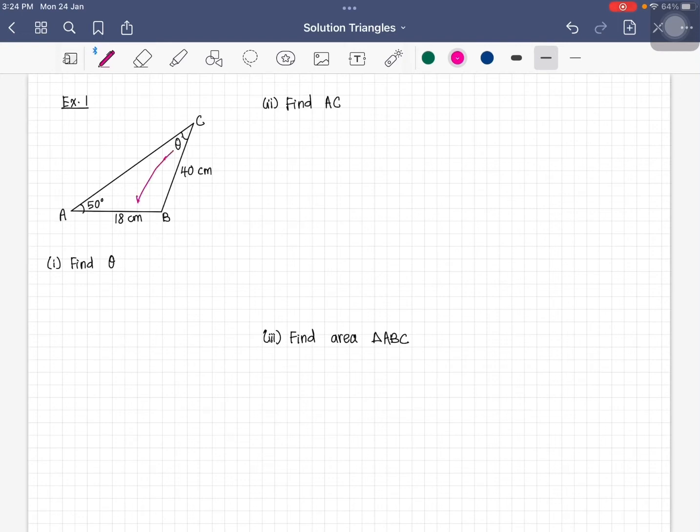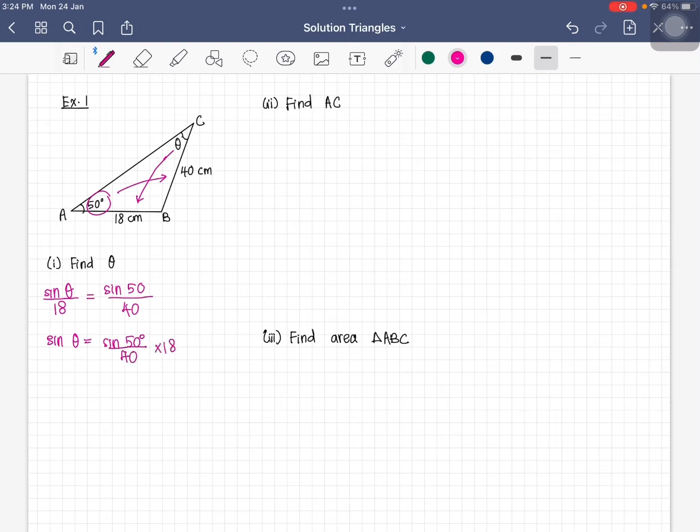To find theta, we start with sine of theta divided by the length opposite it, which is 18, equal to sine of 50 divided by the length opposite it, which is 40. Therefore sine of theta is given by sine of 50 divided by 40 multiplied by 18.